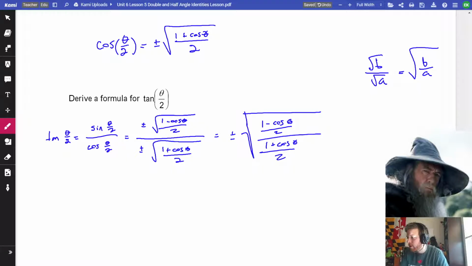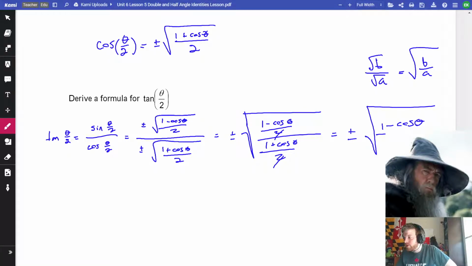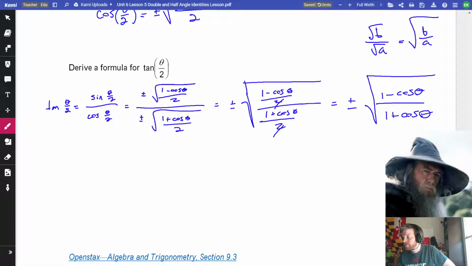I think I've gone far enough. Cool. Plus or minus, the 2's are going to cancel. The square root of 1 minus cosine theta over 1 plus cosine theta. All right. Notice how I've left a lot of room. That was intentional. Right, this is our first tangent half angle formula. There's actually more. Tangent theta over 2 is equal to plus or minus the square root of 1 minus cosine theta over 1 plus cosine theta.